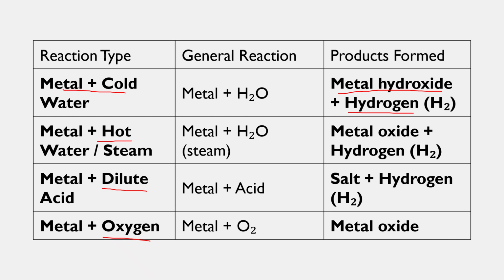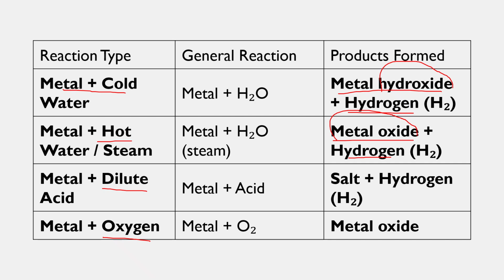When metal reacts with hot water, what is your product? Metal oxide plus hydrogen. Okay, student, look at the difference. Don't be confused. When metal reacts with cold water, your product is metal hydroxide. But when metal reacts with hot water or steam, your product is metal oxide, not metal hydroxide.